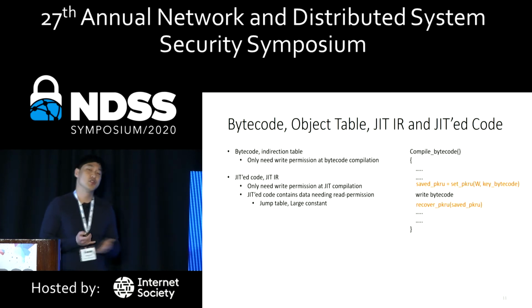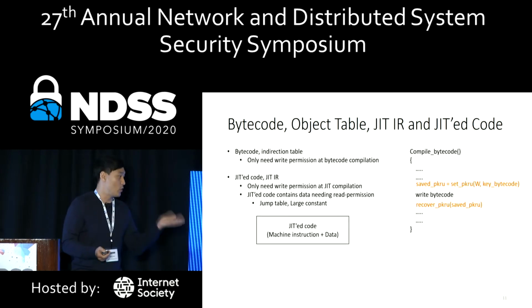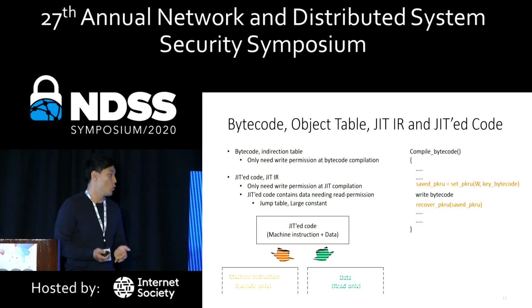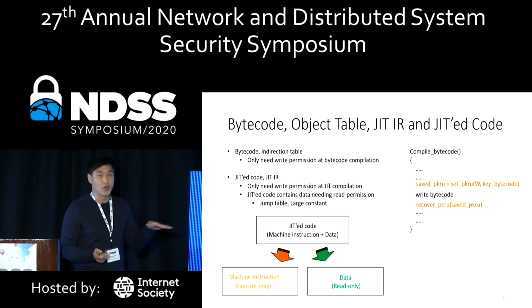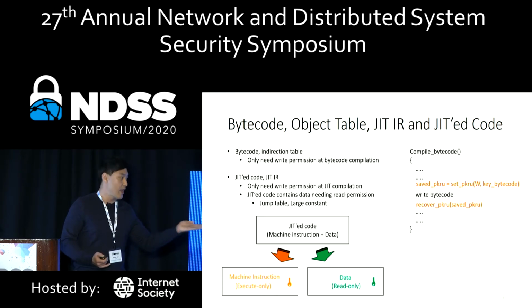But it's not trivial to make the JIT code execute-only, because JIT code is a mixture of machine instructions and readable data. So we separate JIT code into a machine instruction part and a readable data part and assign different keys, so that machine instructions are execute-only and readable data is read-only.